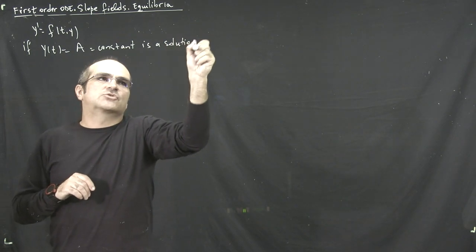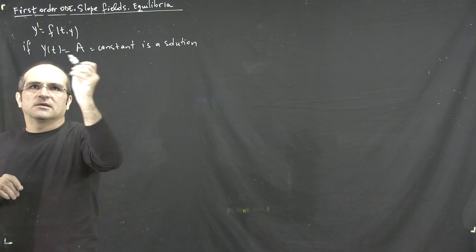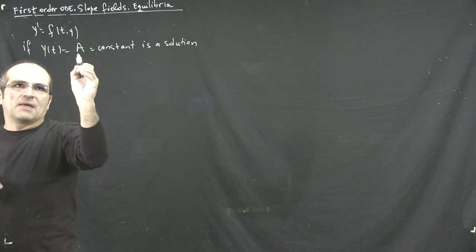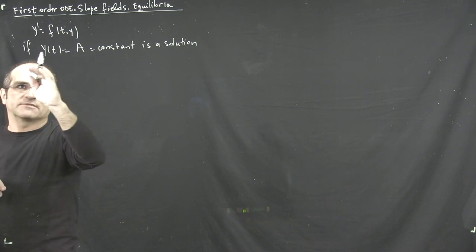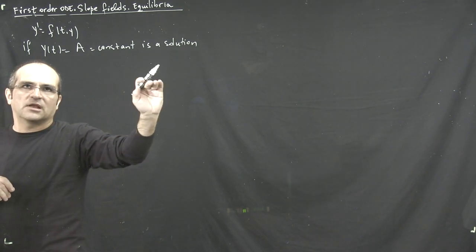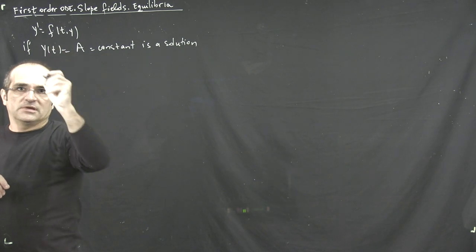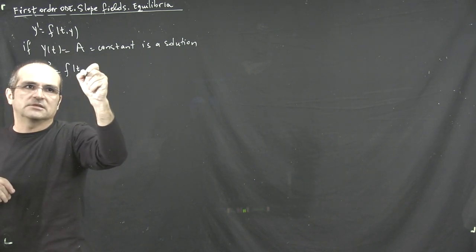well, that means it should satisfy the ODE, which means that if I plug in a instead of y of t. Once again, it's important to understand that a constant here means a constant function. So y as a function of t is just a constant, which means it will look like a horizontal line if you were to plot it. If this is a solution of the ODE, then I can replace y with that constant.